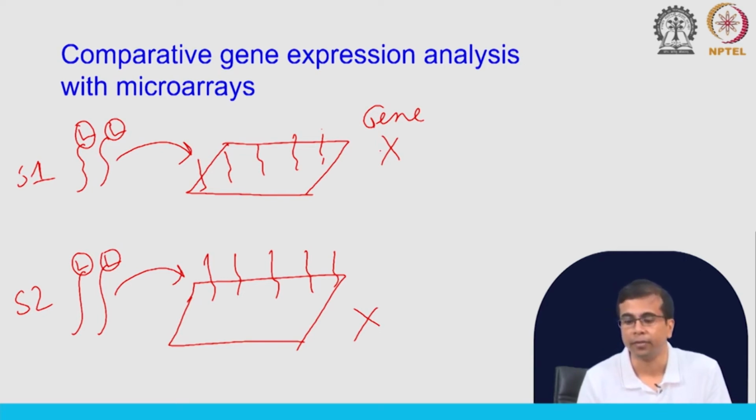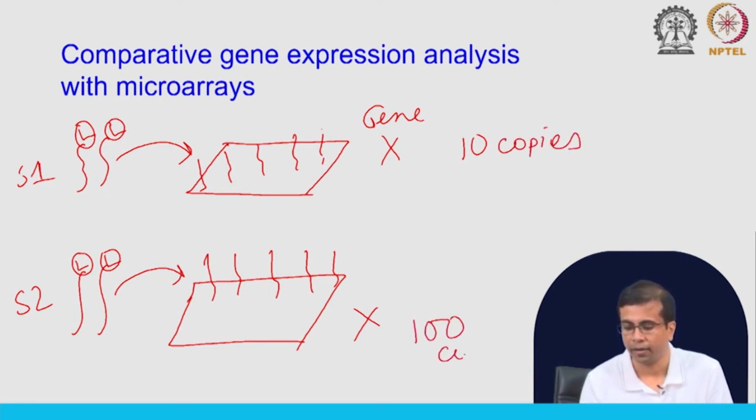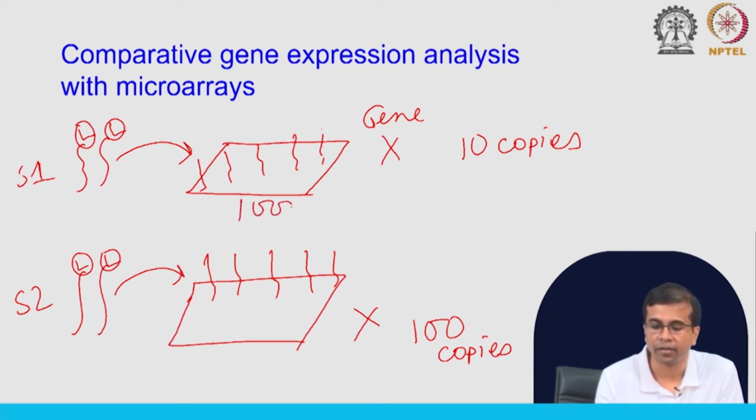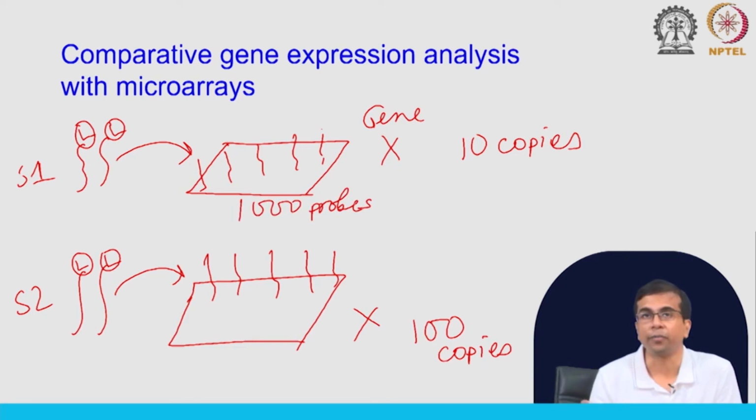So here you have only 10 copies of this mRNA produced, and in sample 2 you will get 100 copies of mRNA produced. In the first hybridization you will see only 10 copies, and in the array you have 1000 such probes against this gene X. Now, if only 10 copies are produced, not all of these probes will be occupied or hybridized, only a fraction of them will be hybridized.